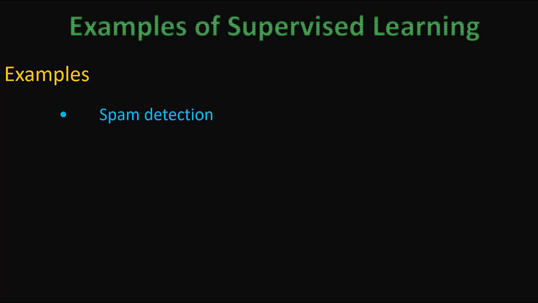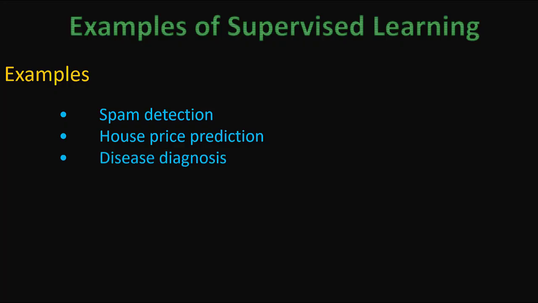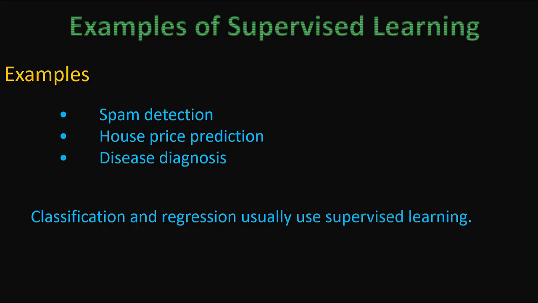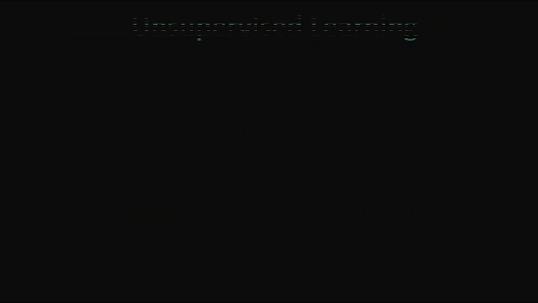Here we have examples of supervised learning. For example, detecting spam mails, house price prediction, and disease diagnosis. So classification and regression. House price prediction comes under the category of regression. Almost all classification and regression come under the category of supervised learning.